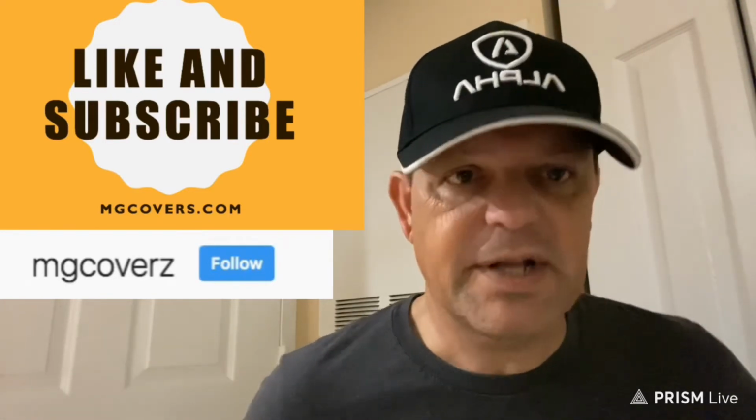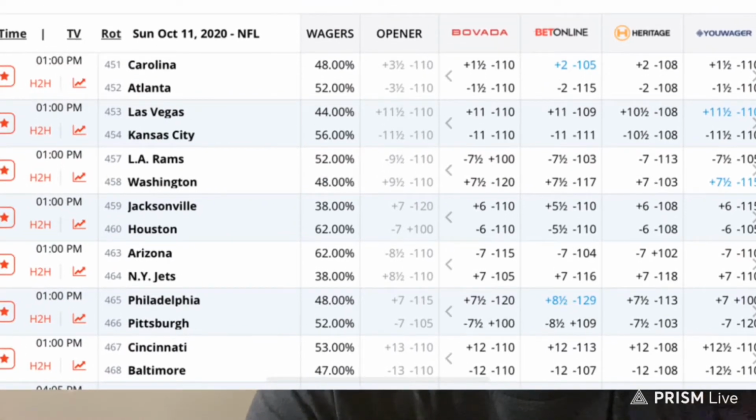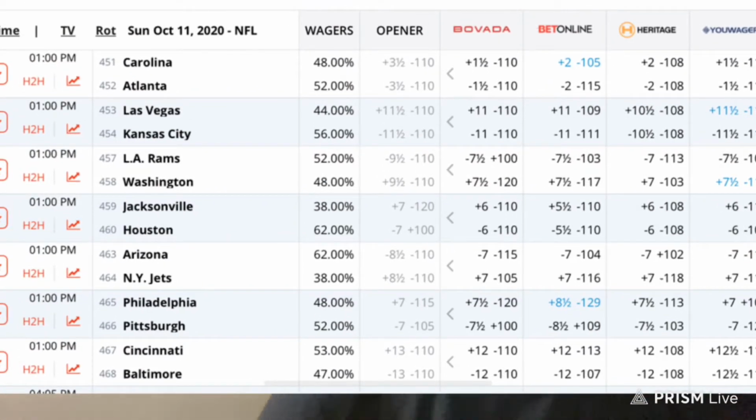All right, let's dive right into NFL Sunday here. I'm going to pull up the lines and go off screen a little bit. First play of the day is Carolina-Atlanta. First game, you have basically split with the wagers, 48% of the tickets on Carolina, 52% on Atlanta. A lot of line movement here.